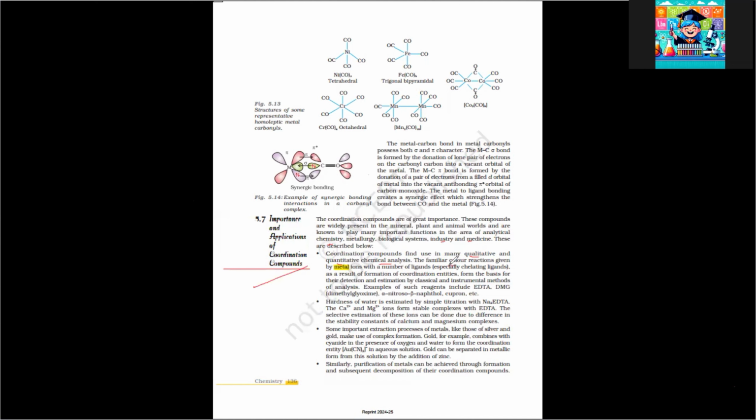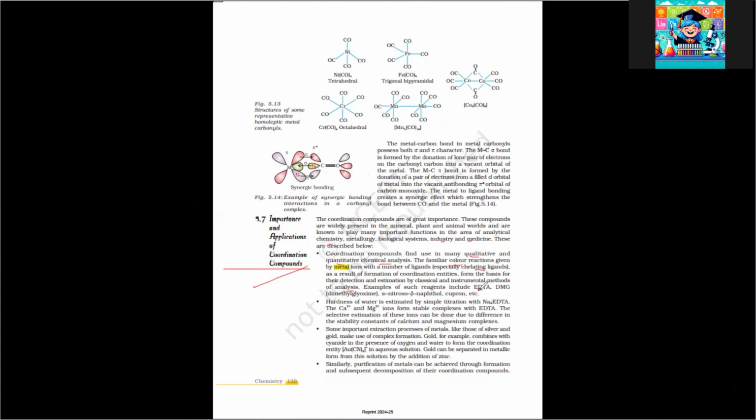One of the main reactions is the color reaction, because we know metal coordination complexes are highly colored. So when using ligands, especially chelating ligands, chelating means those ligands which form a ring kind of bond with the metal. Because of this chelation, this use of coordination compounds is useful in estimation by classical as well as instrumental methods of analysis.